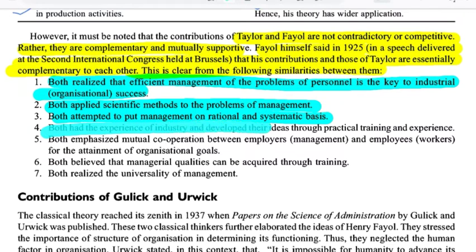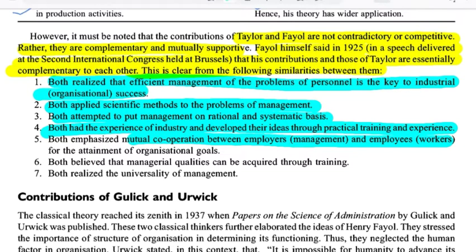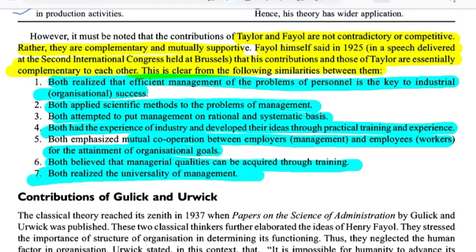Both had experience of industry and developed their ideas through practical training and experience. Both emphasized mutual cooperation between employers and employees for the attainment of organizational goals. There should be parity in the relationship between employees and employers to achieve the goals of the organization. Both believed that managerial qualities can be acquired through training. Both realized the universality of the principles, meaning the same principles can be applied in every administration, whether it is a small firm or a large multinational company or organization.